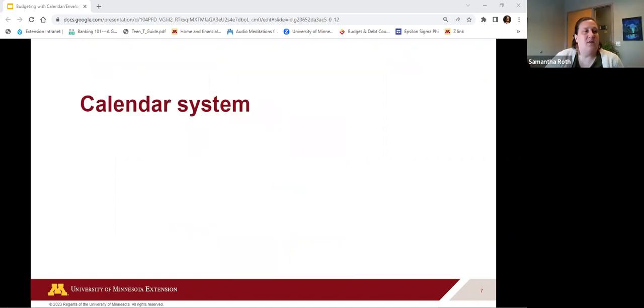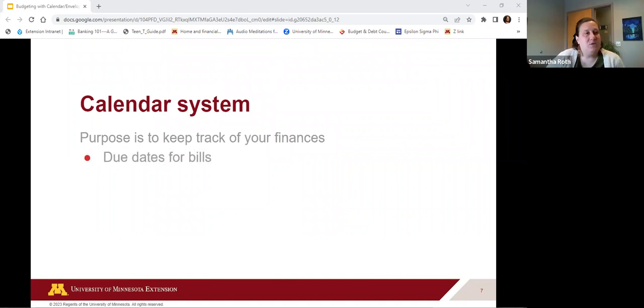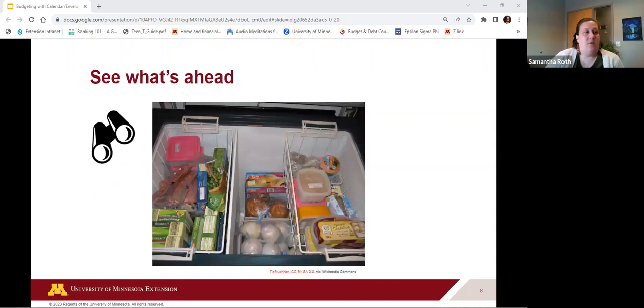So we're going to start with talking about the calendar system. The calendar system is a way to track your finances, as well as thinking about due dates for bills. It's for people who really enjoy a quick visual, and it's super helpful to have that. You want to make sure on the calendar system you're looking at your income as well as your savings amount, and thinking about your debt as well. It's also a great way to see what's ahead in your financial life.